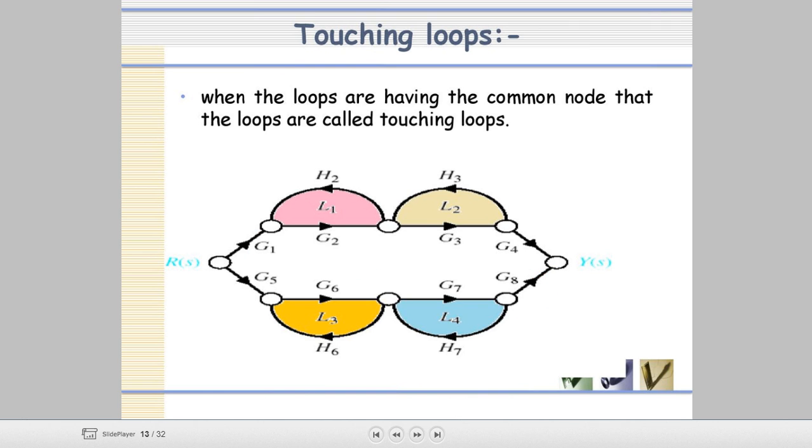Touching loops. When the loops are having the common node, then the loops are touching loops. So we can see here L1 and L2 are touching loops, and this node is common. L3 and L4 are touching loops, and this node is common.